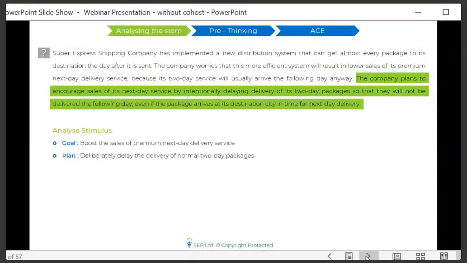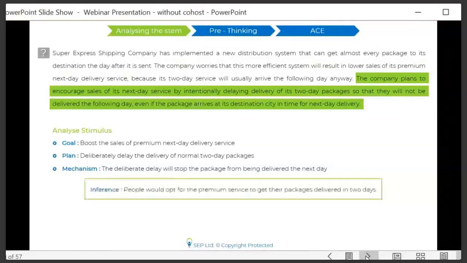Because under the new system, the normal 2 day package will reach the next day, not in 2 days. And then people will not opt for the premium next day service. So the mechanism here is that the deliberate delay will stop the package from being delivered the next day. So the inference that can be drawn is SESC hopes that people will opt for the premium service to get their packages delivered the next day. Okay. So this is the understanding that we have drawn about the entire system.